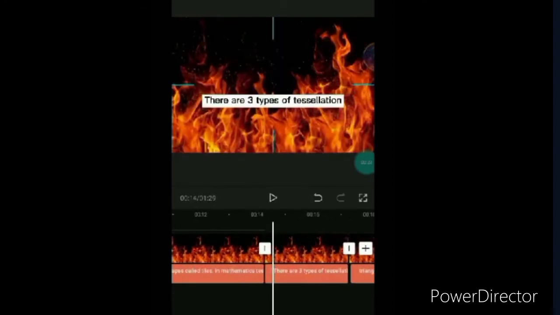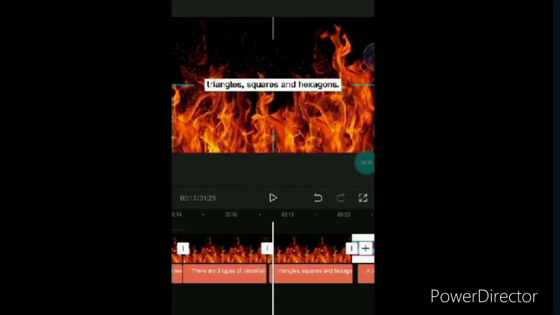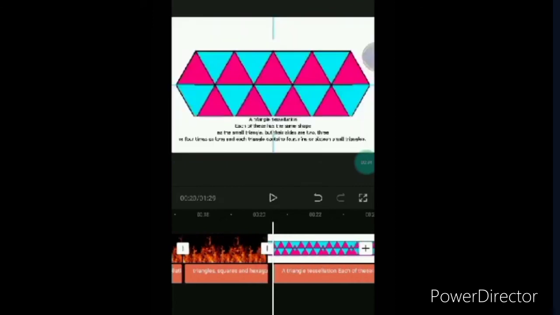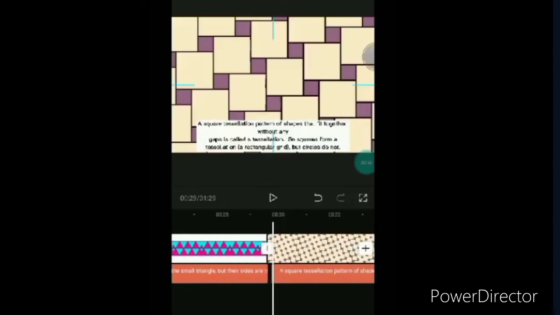There are three types of tessellation: triangles, squares, and hexagons. First is the triangle. In a triangle tessellation, each of these has the same shape as a small triangle, but their sides are 2 or 3 or 4 times as long, so each contains 4, 9, or 16 small triangles. Second is square tessellation.